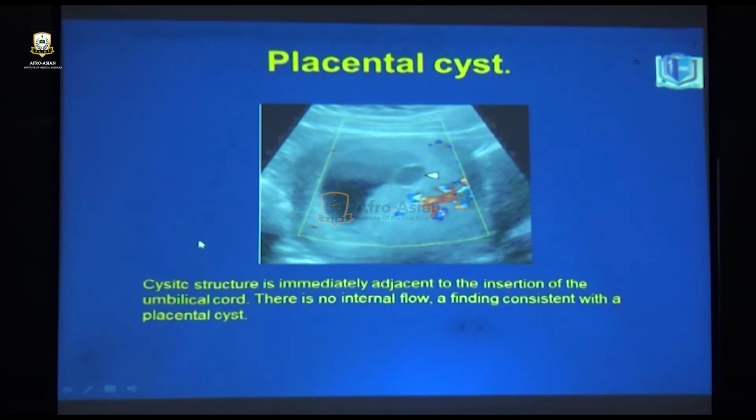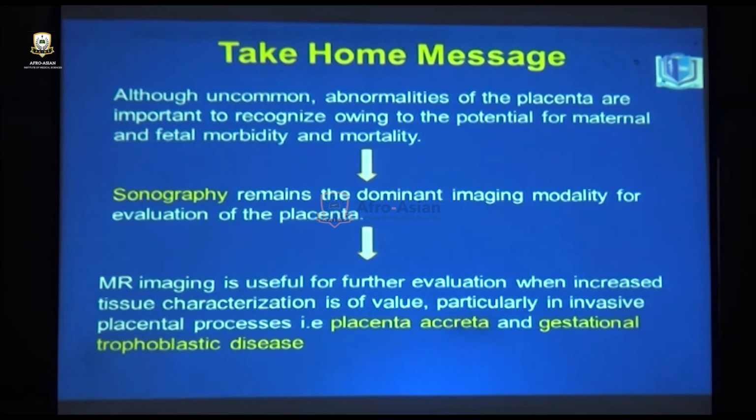My main aim was to bring you some good points to diagnose invasion, like accreta, percreta, and increta. So take-home messages. Although uncommon, abnormalities of the placenta are important to recognize owing to the potential for maternal and fetal morbidity and mortality. Sonography remains the dominant imaging modality for evaluation of the placenta, and MRI is useful for further evaluation when increased tissue characterization is valued, particularly in invasive placental processes, that is placenta accreta and gestational trophoblastic disease.